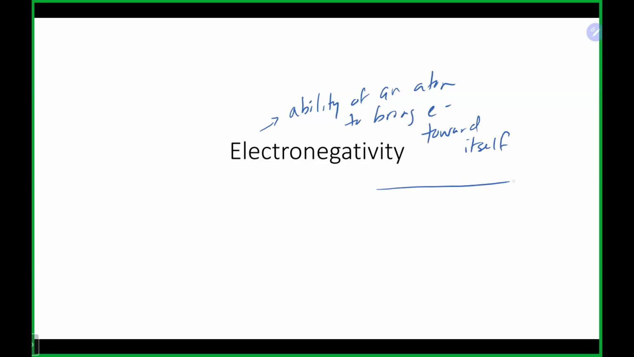All right, let's talk a little bit about electronegativity. As we talked about with periodic trends, we're going to talk a lot more about it in this chapter. Electronegativity, again, is the ability of an atom to bring electrons toward itself. And remember, as you go up and to the right, it will increase on the periodic table, and it will decrease as you go down and to the left. Fluorine is the most electronegative element you could have. So fluorine is the most electronegative.